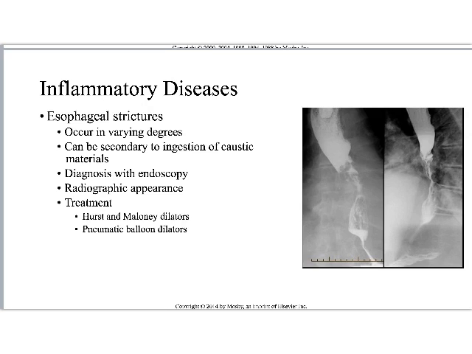Esophageal strictures. These occur in varying degrees. People can have them in different amounts, greater or lesser. They can be caused by ingestion of caustic materials. So sometimes with suicide attempts, if they try to drink bleach or something like that, or they accidentally ingest something that was toxic, it can cause this kind of damage to the esophagus, right? It is generally diagnosed with endoscopy.